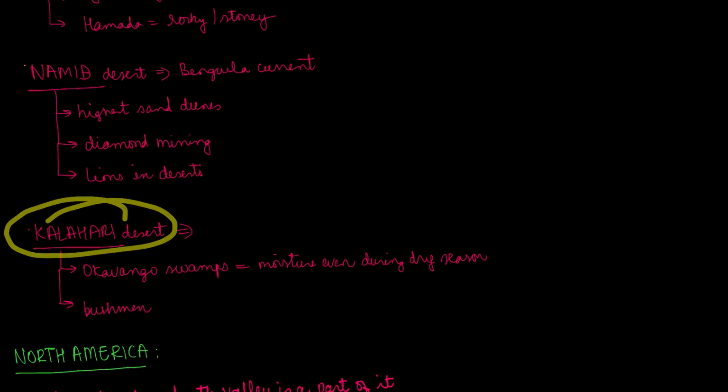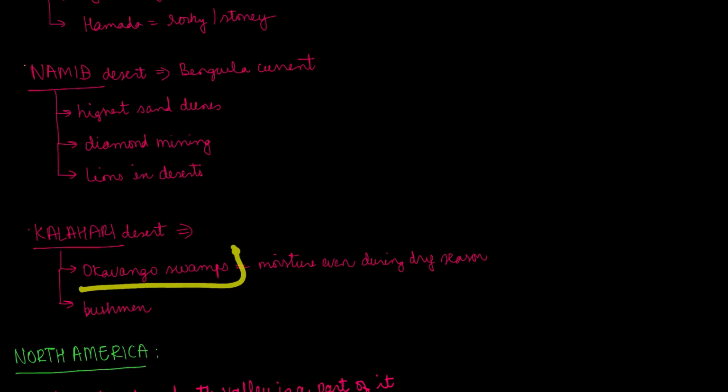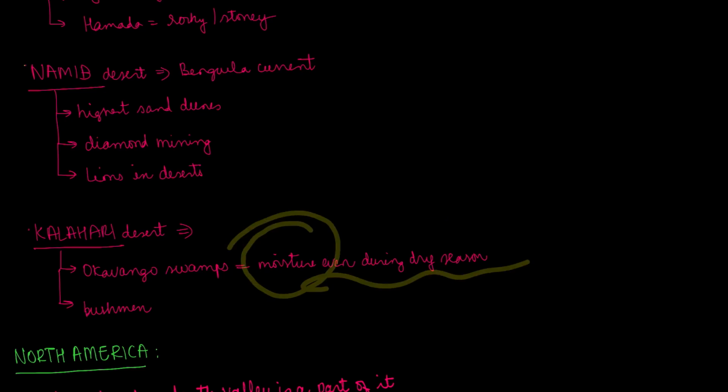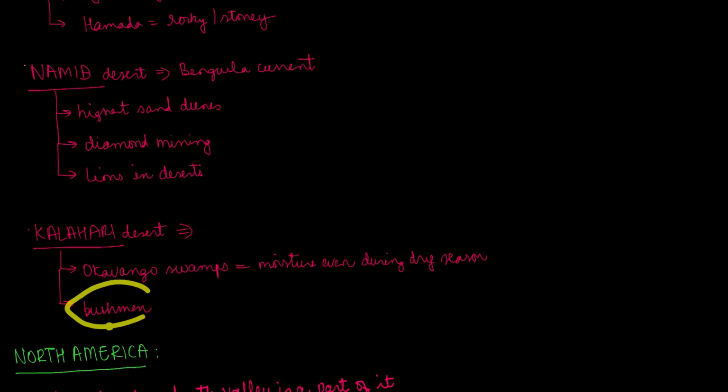The Kalahari Desert has the Okavango swamps. It has moisture even during the dry season. So even though it is a desert, there is moisture even during the dry season. And it is known for the Bushmen over there.